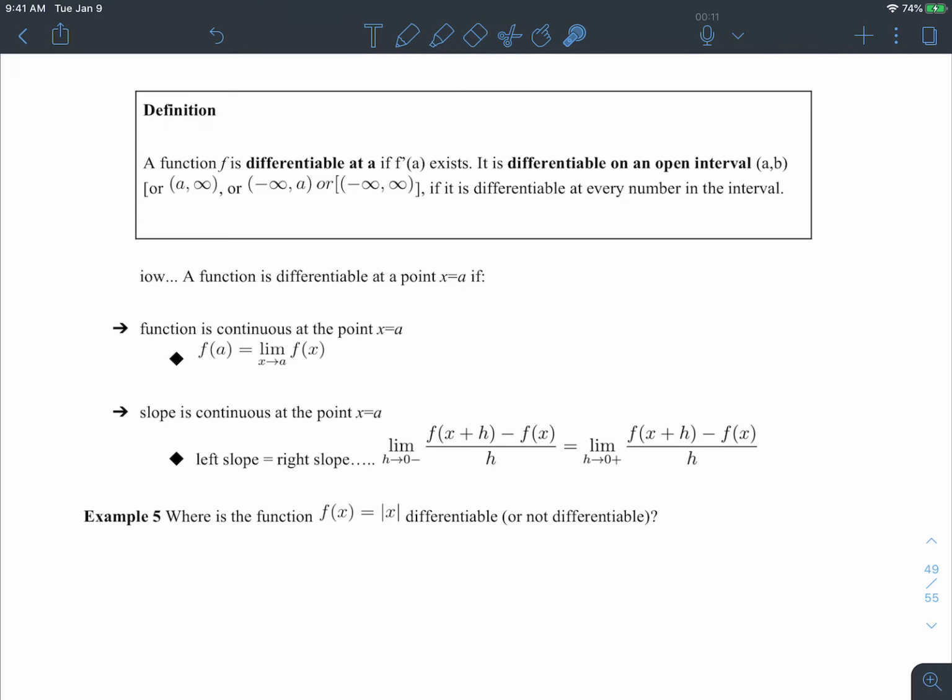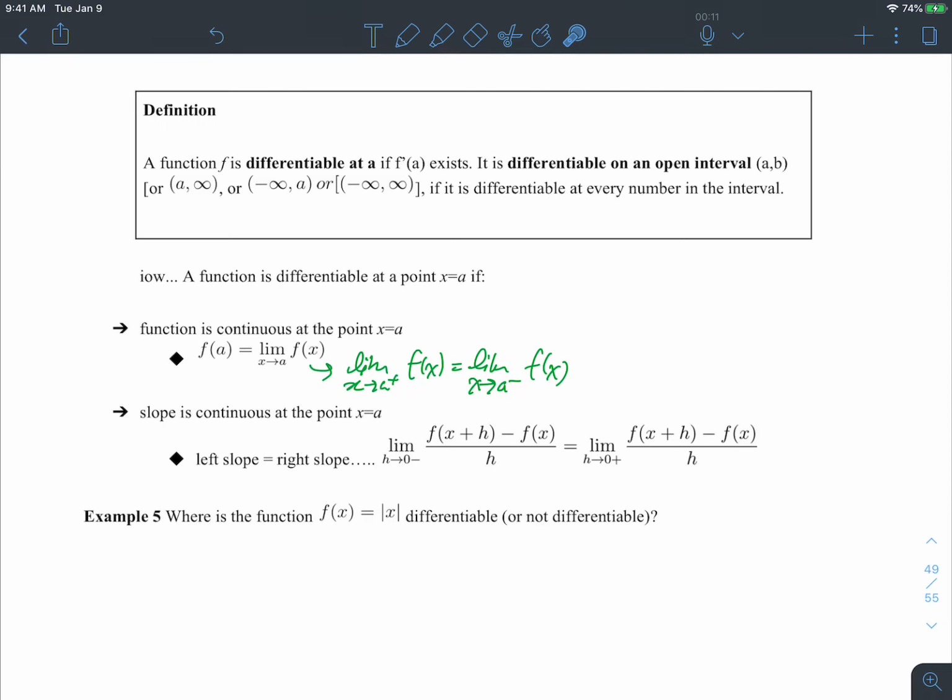What that means is that the limit as x goes towards a of f of x is equal to f of a. So this means that the left limit and the right limit, I realize I wrote that sort of backwards, are the same. When you don't have a sign right behind it, it means it's a two-sided limit, right? All right. So we know that the function has to be continuous. That's the first thing, right?